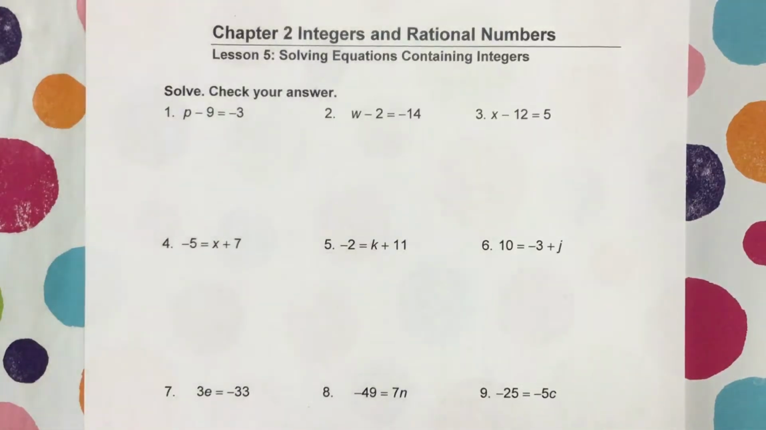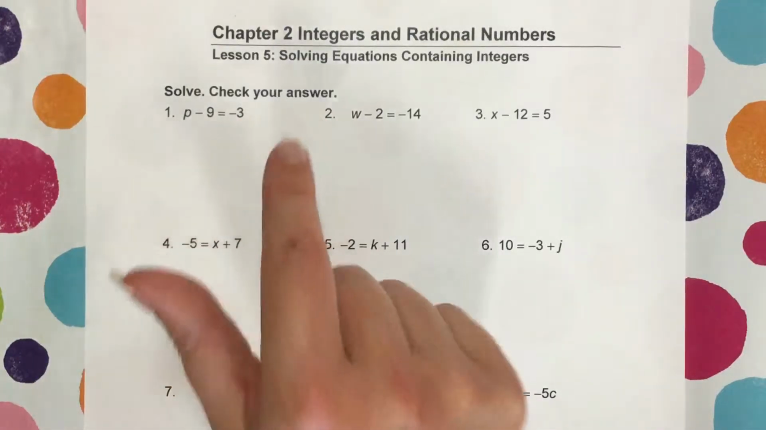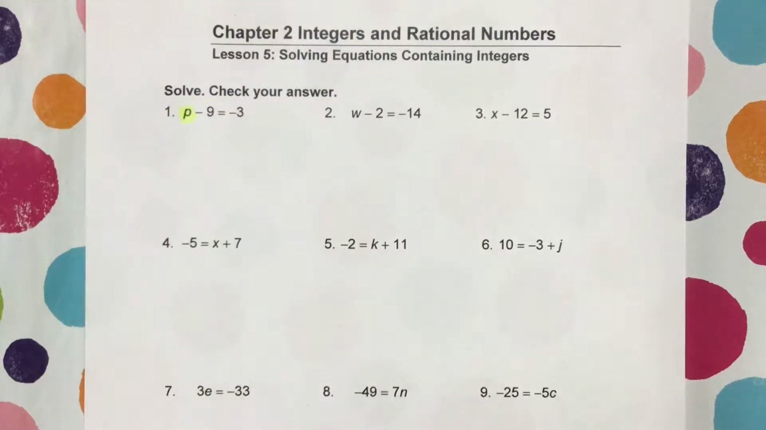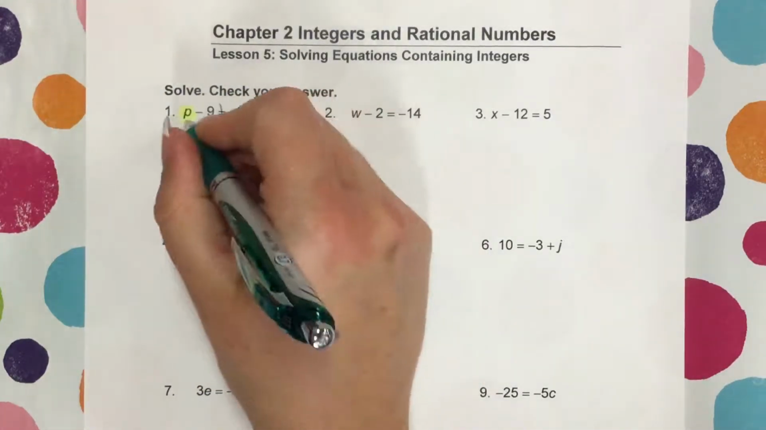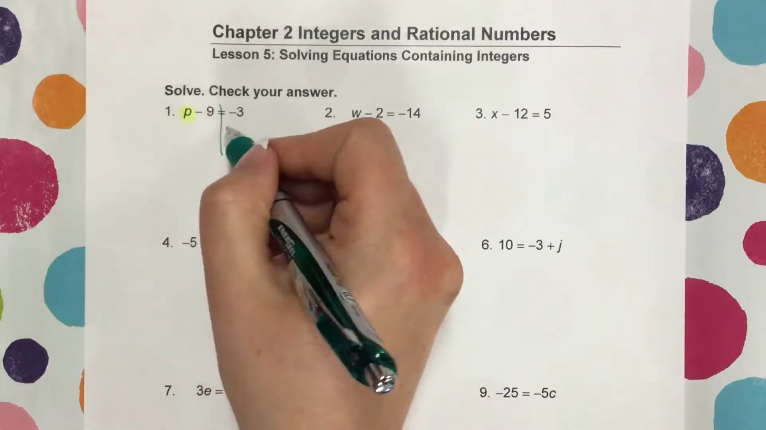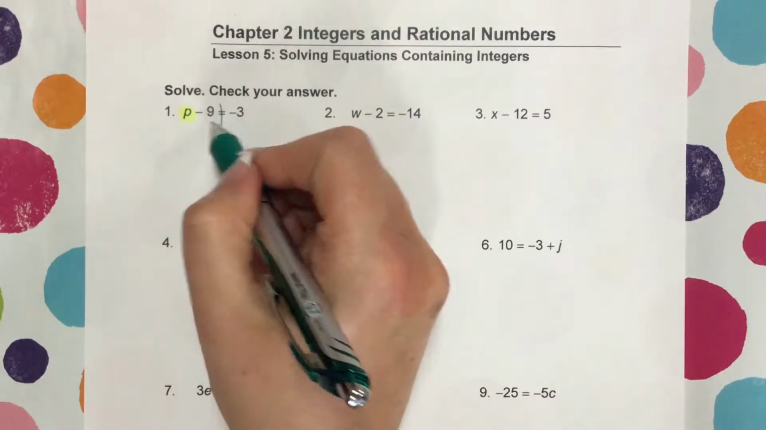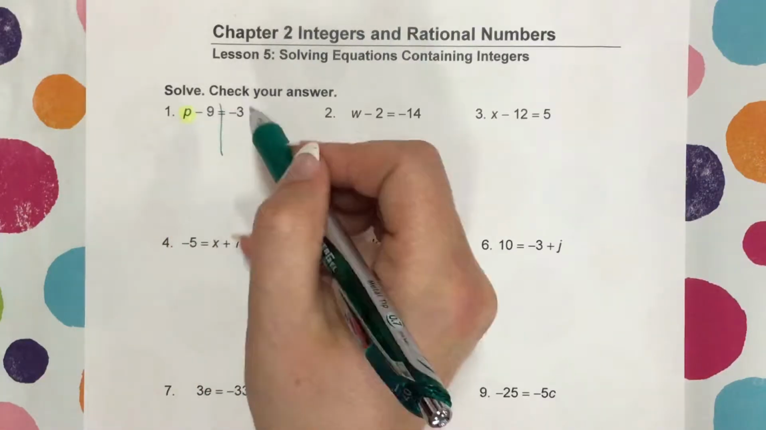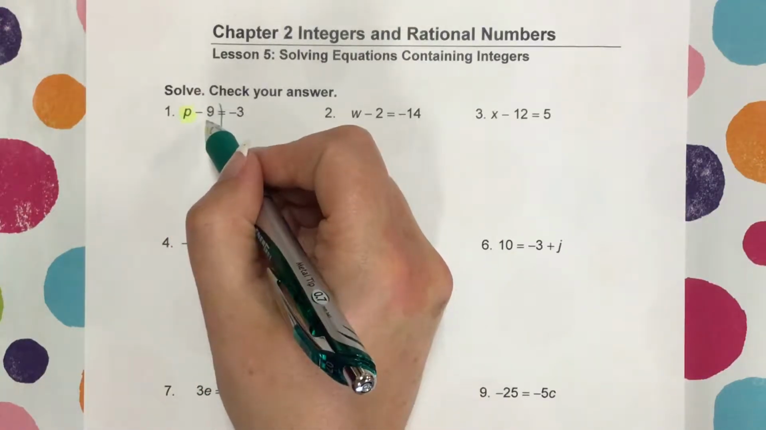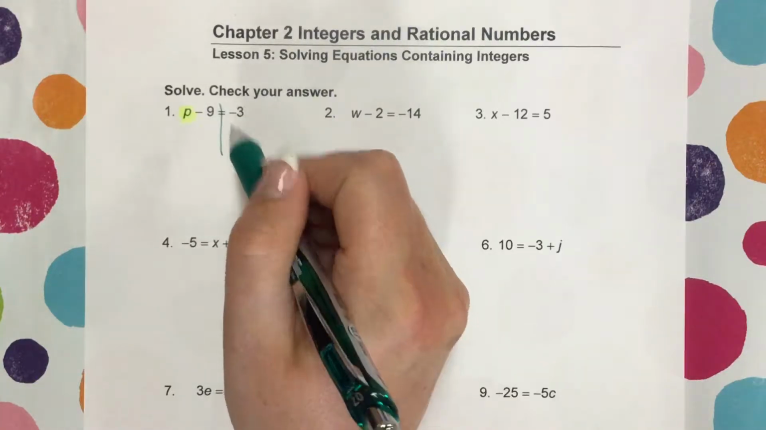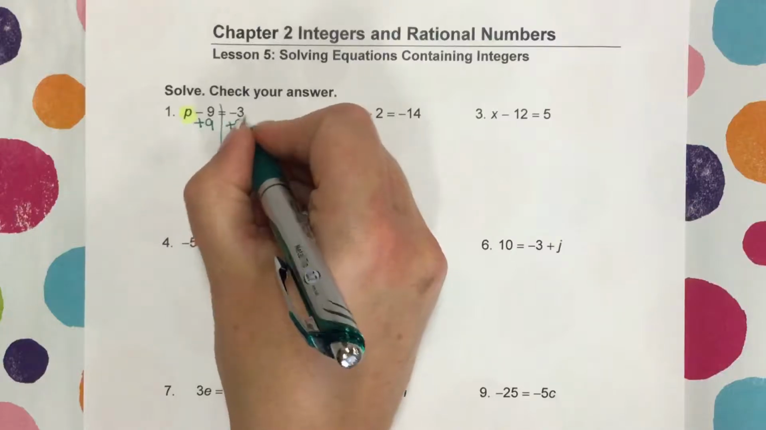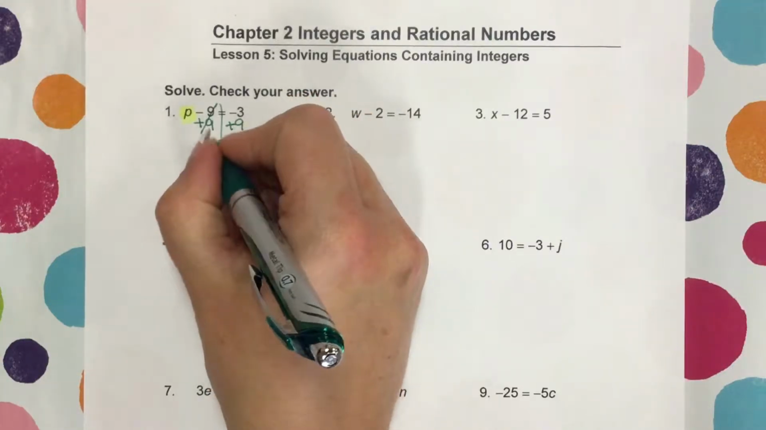All right, welcome back. Let's see how you did. We're going to solve each problem and check each answer. We're solving for P, trying to get P by itself. P is not by itself. It's P minus 9, so we need to get rid of this 9. It's related through subtraction, or 9 is negative, so we have to do the inverse operation. The inverse of a negative number is a positive, so we're going to add 9 to both sides. That cancels, and we're left with P.